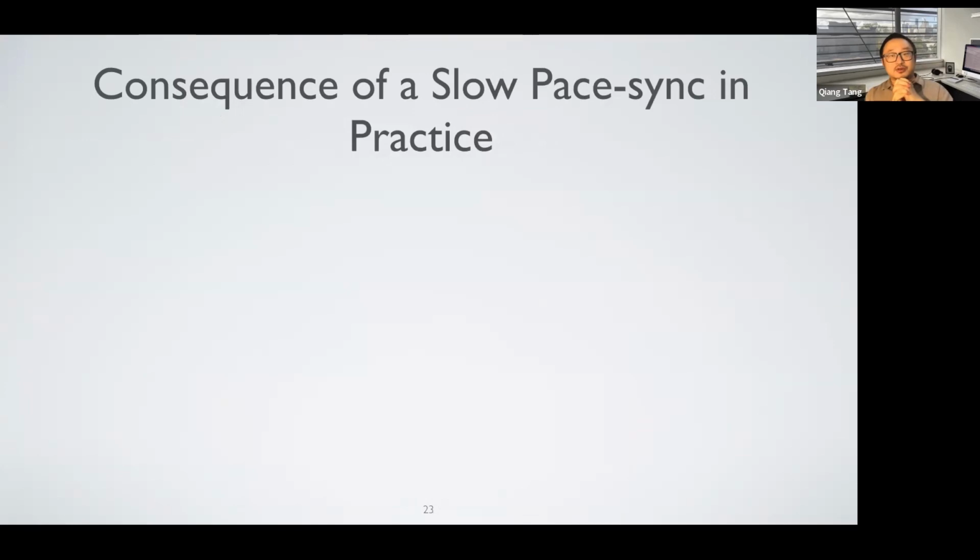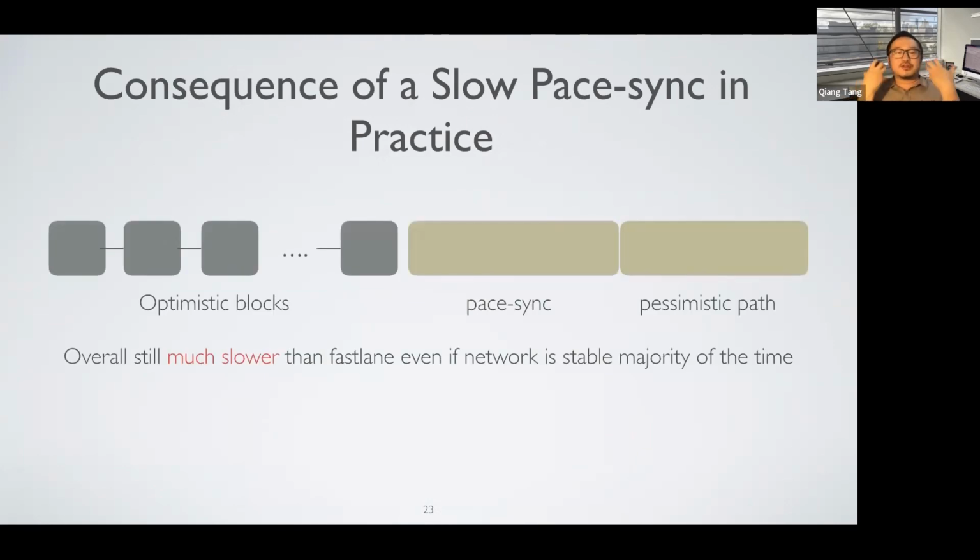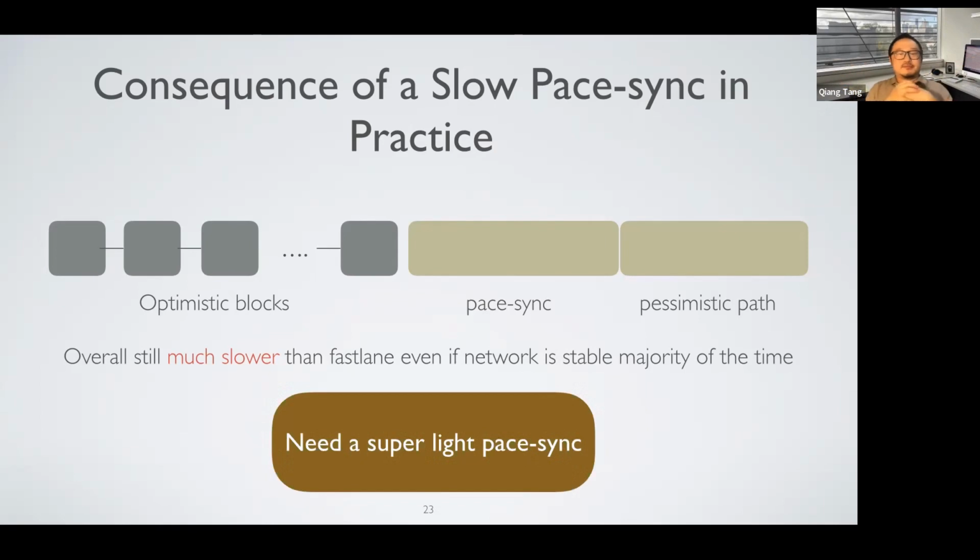But this is not only a theoretical issue of high complexity; it actually has an immediate impact on practical performance. If we think about the original motivation of optimistic asynchronous consensus, we try to harvest the stable internet as much as possible. But if the pace synchronization alone is super slow, a lot of the efforts from the optimistic block simply get wasted, right? If we look at this simple picture, even if the network is stable the majority of the time, this overall protocol will still be much, much slower than the synchronous protocol itself if we just keep running the optimistic fast lane. Basically, the challenge we're facing is, can we have a super cheap asynchronous pace synchronization?